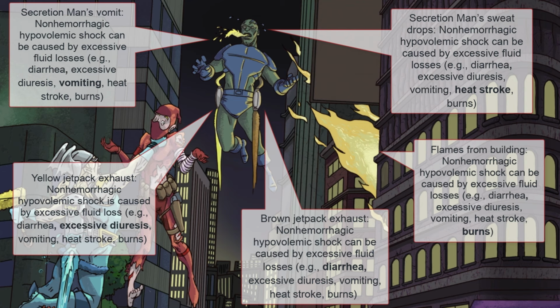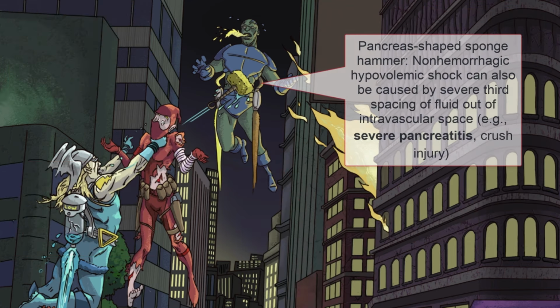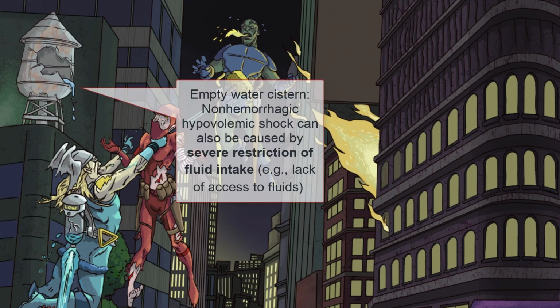Intravascular volume loss doesn't have to mean fluids coming out of the body, however. Extreme third spacing of fluid out of the intravascular space and into the interstitial space, in conditions like crush injuries or severe pancreatitis, represented by Aegir's pancreas-shaped sponge hammer, can also result in non-hemorrhagic hypovolemic shock. Finally, rather than too much fluid leaving the body, hypovolemia can also be caused by not enough fluid coming in. Severe restriction of fluid intake, like if you're in the desert and had no access to water, can result in hypovolemia and non-hemorrhagic hypovolemic shock. That's why we've drawn in this broken empty water cistern.